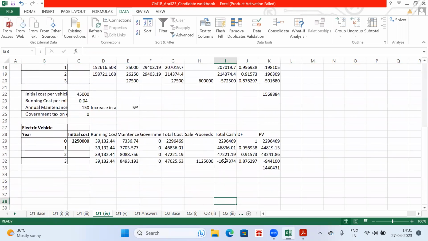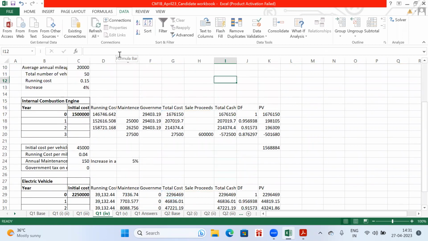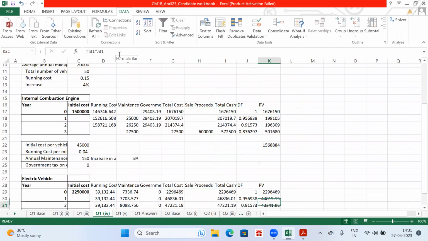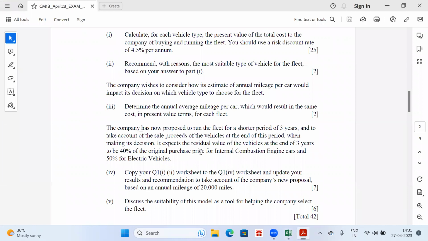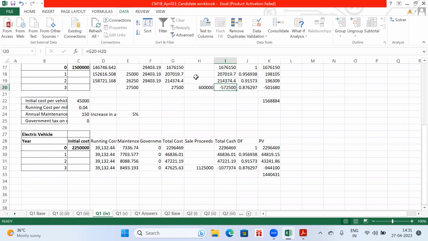And similarly for the electric vehicle, everything remains the same, only it becomes now 50% of the initial cost and the cash flow changes to this. Once you are done with this, the discounting factor remains the same and we get the present value. Remember this gets discounted for a period of 3 years. Since it's at the end of 3 years that the company is selling the vehicle, this gets discounted for 3 years. So here v to the power 3, and these are the two values.